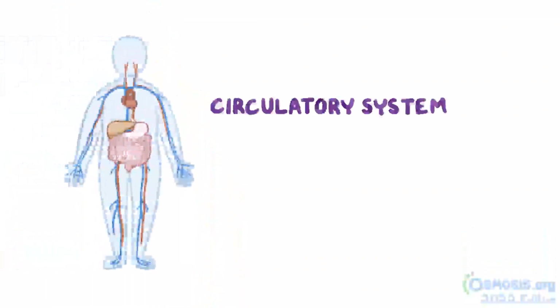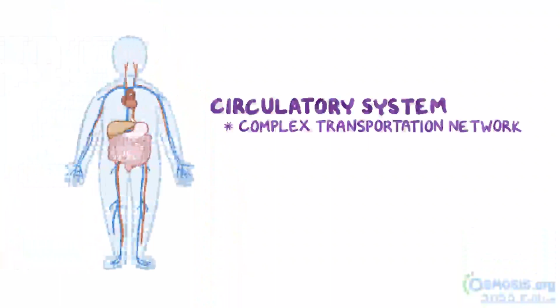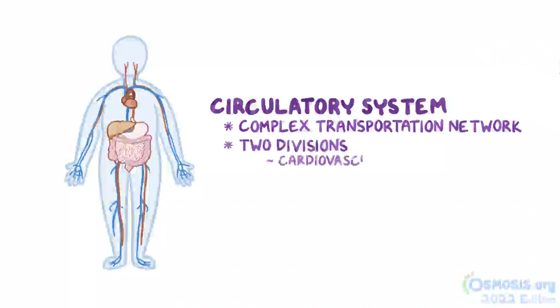As a society, we rely on complex transportation networks in order to supply and transport important goods and materials. The same idea goes for the human body. Here, the circulatory systems form a complex transportation network, which allows movement of important materials, such as oxygen, around the body. This circulatory system has two divisions, the cardiovascular system and the lymphatic system.